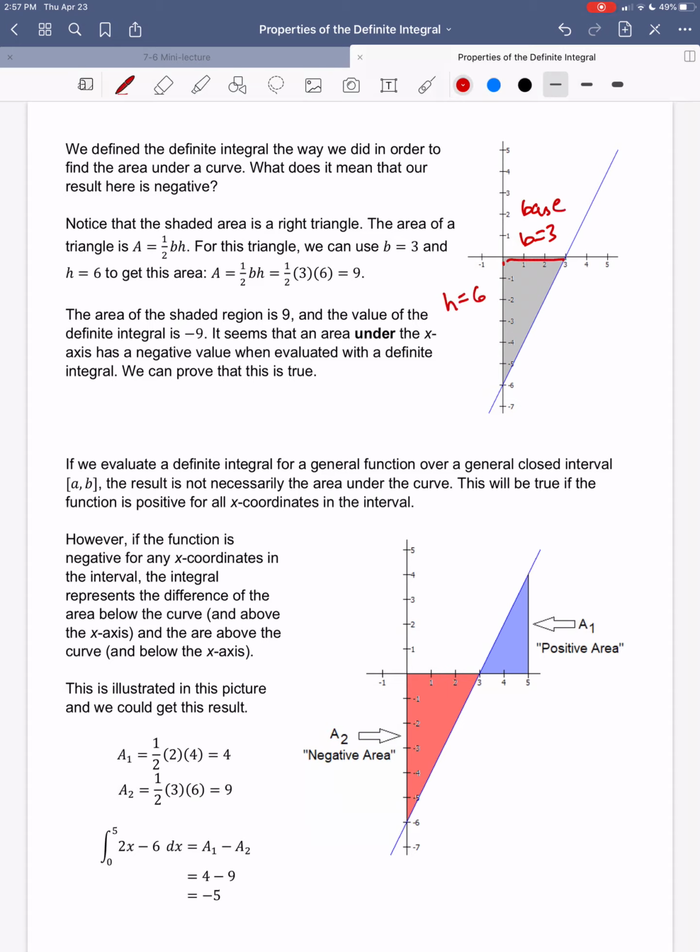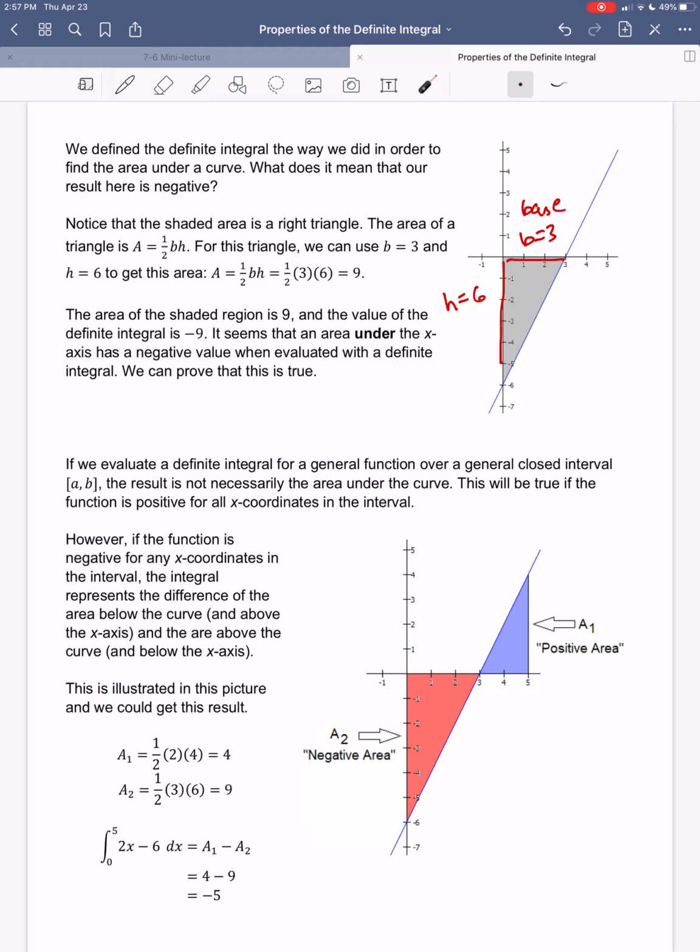So I've got my base and my height. And the area then, 1/2 base times height, would be 1/2 times 3 times 6, which would be 9. So the area of this shaded region is 9, but the value of the definite integral we found is negative 9. So it seems that if I've got an area under the x-axis, that has a negative value when it's evaluated with a definite integral. And we can prove that that's true.